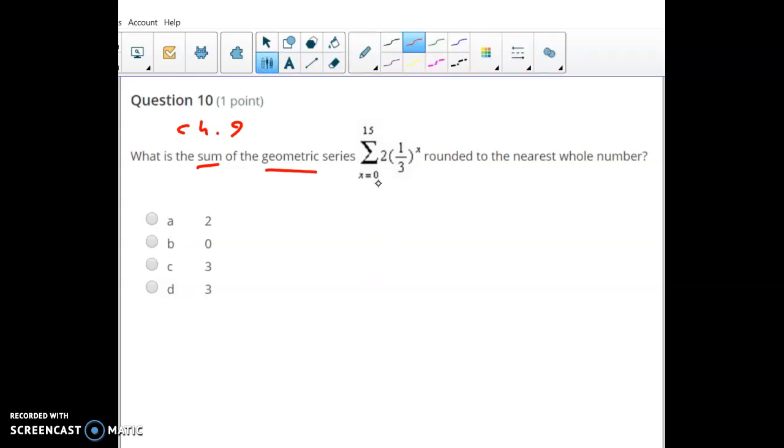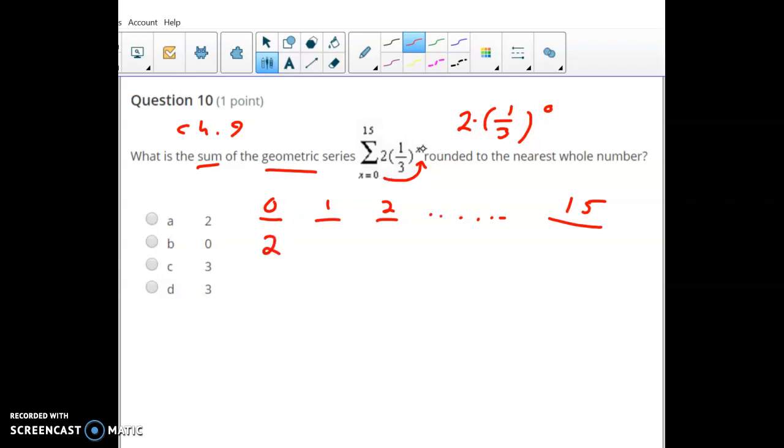Oftentimes, if I'm a little confused with this, I'll list it out in the other form, where I'll list some terms, dot, dot, dot, up to the 15. So basically we are adding these 15 terms together, and the 0 term, to figure out what that is, we just put in 0 for x. So it would be 1/3 to the 0 power, do the exponent first, and then times 2. Anything to the 0 power is 1, so we have 1 times 2 is 2.